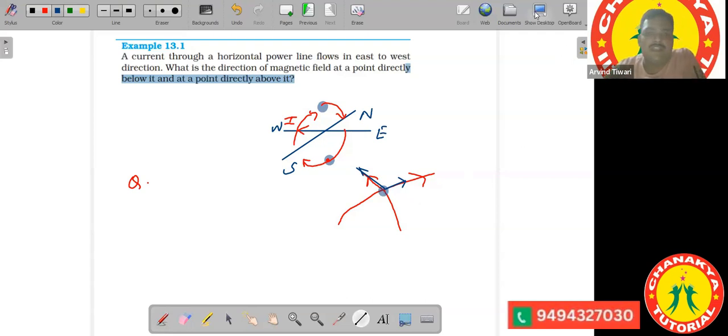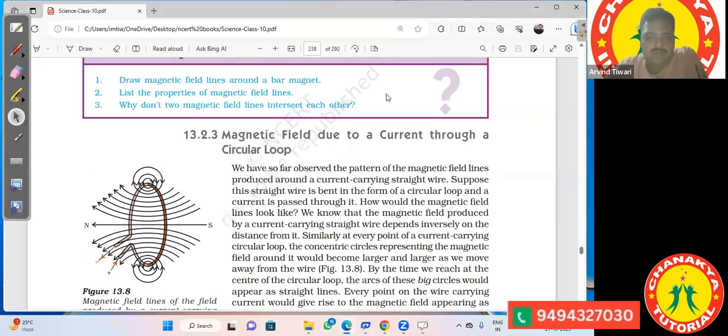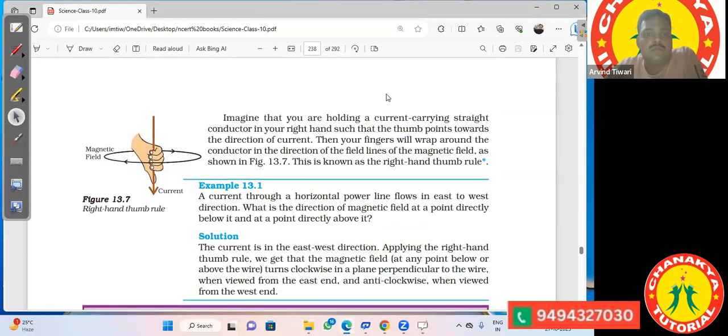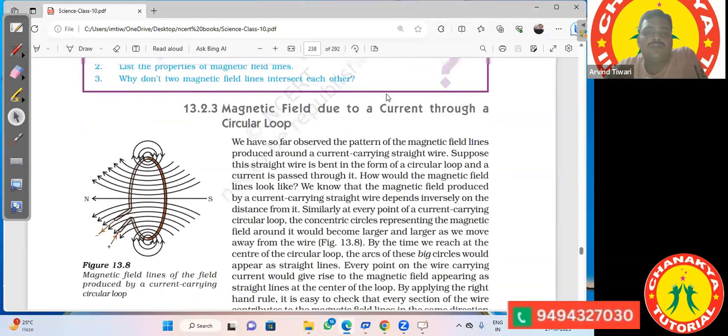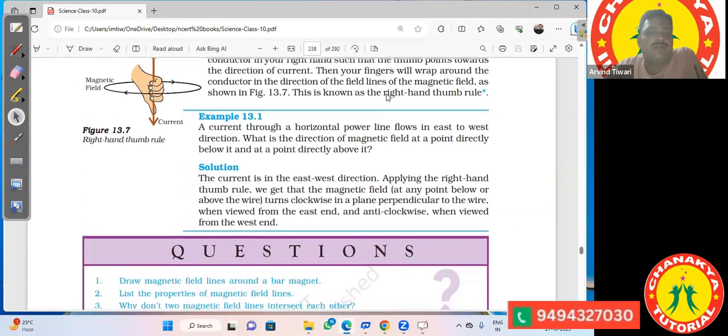Let's see if there is any other question. Okay, I have one question and you should solve that. Let's try to solve this if you are able to do that.